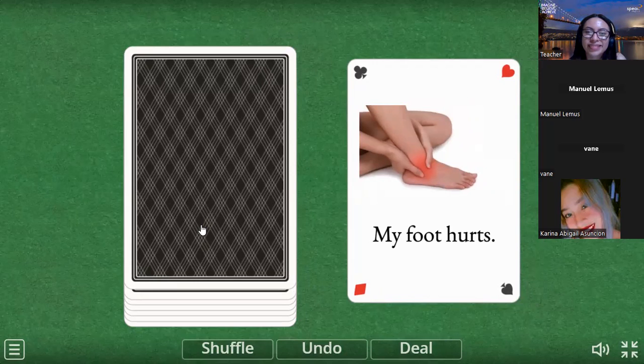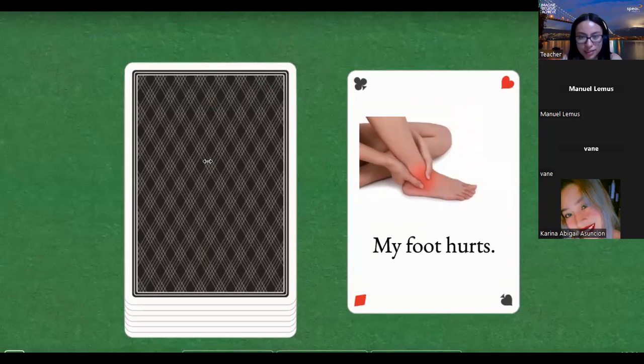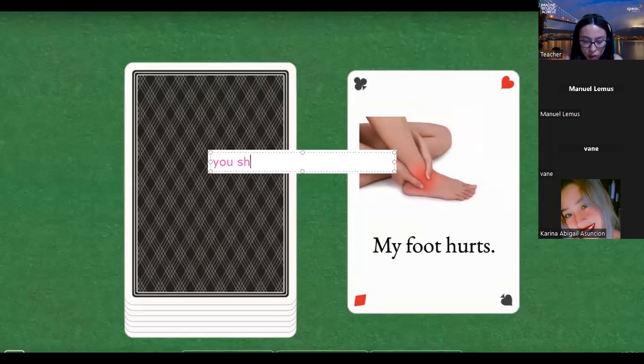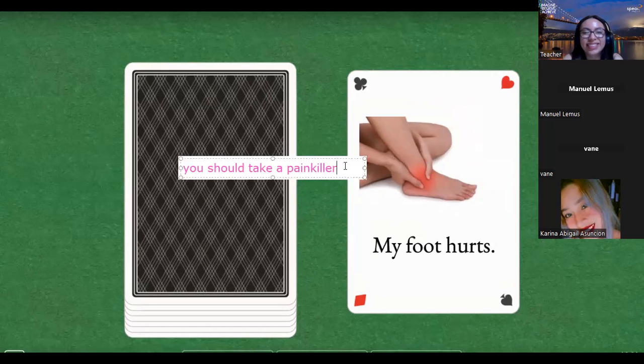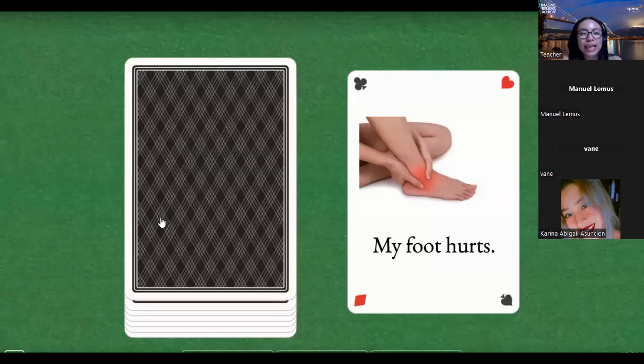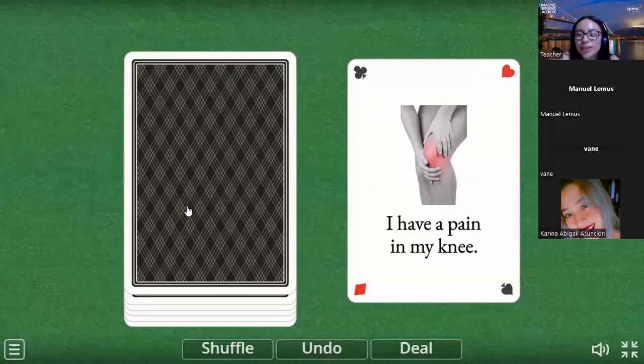You can say, you should, let's see. You should take a painkiller. You should take a painkiller. A painkiller. Very good, Bunny. Great recommendation, like Doloneurobion, right? For example. And that is going to help.